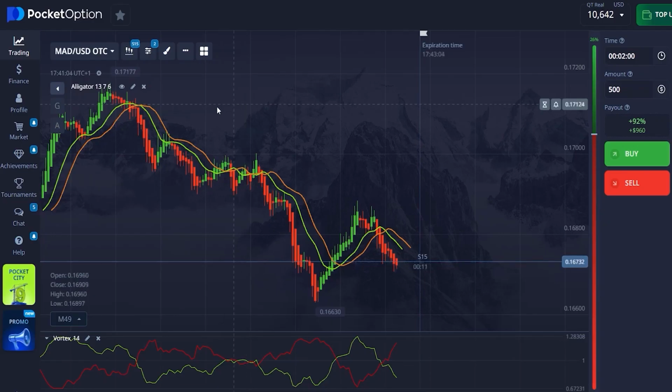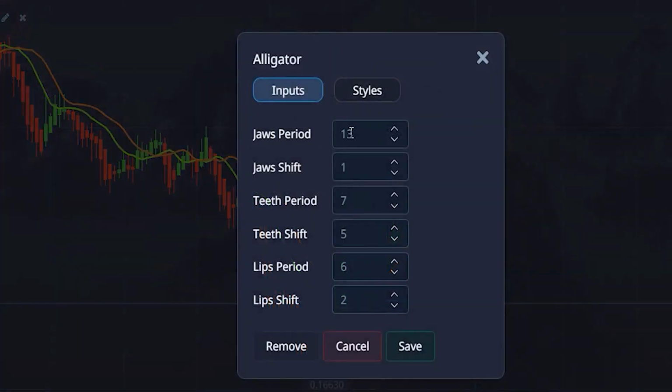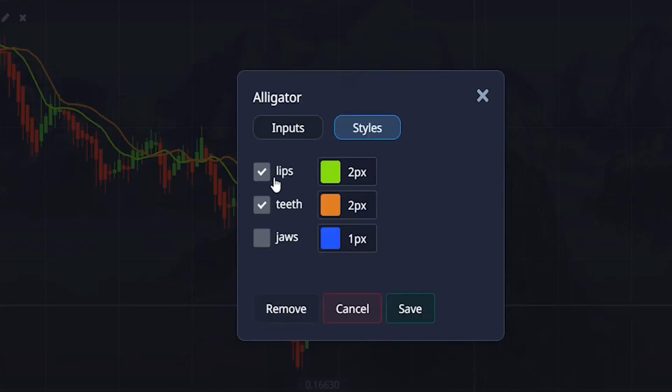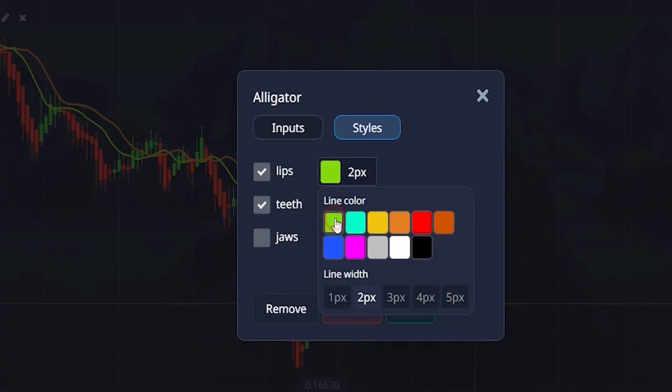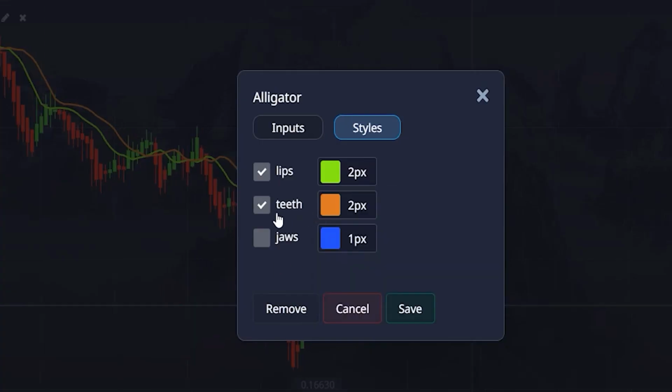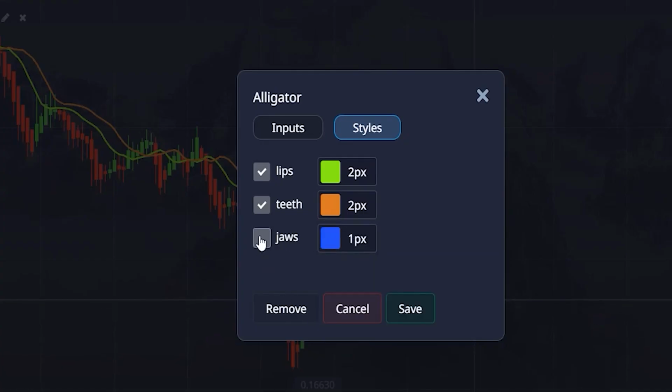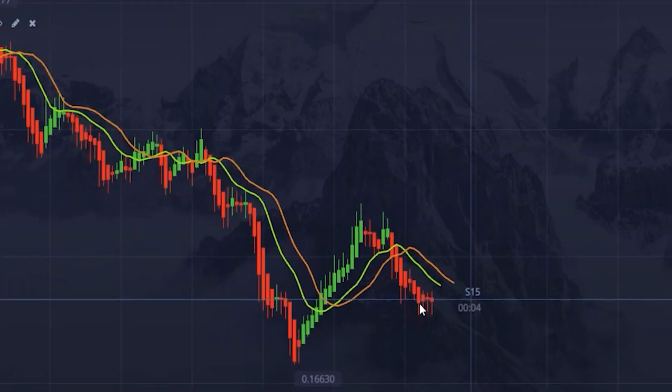So right here on the chart, I'm going to be using the Alligator and the Vortex Indicator. The settings of my Alligator comes with the jaw period as 13, the jaw shift as 1, the teeth period as 7, the teeth shift as 5, the lips period as 6, while the lips shift I'm going to set it as 2. Right here on the style level at the lips section, I'm going to be using a green color and I'll set it on 2 pixels, while the teeth period I'm going to be using the orange color. I'm going to set it on 2 pixels as well. The jaw section, I'm going to turn it off. So when I'm done, I'm going to click on save.